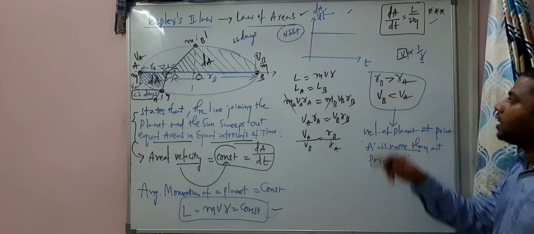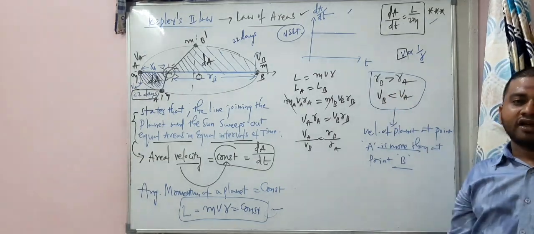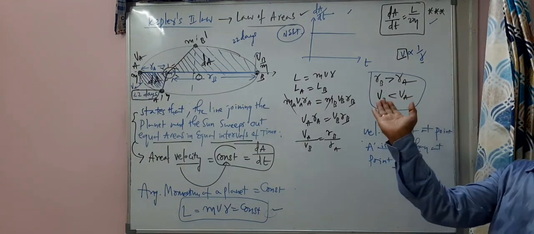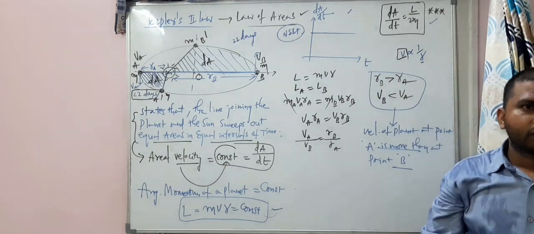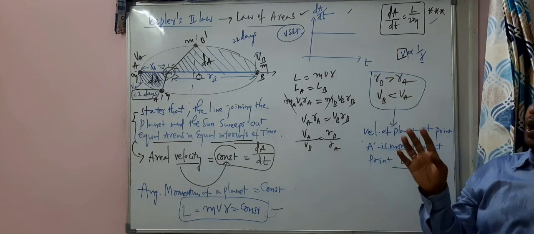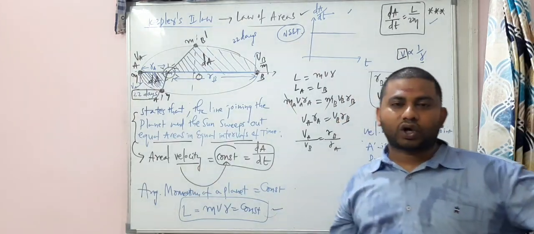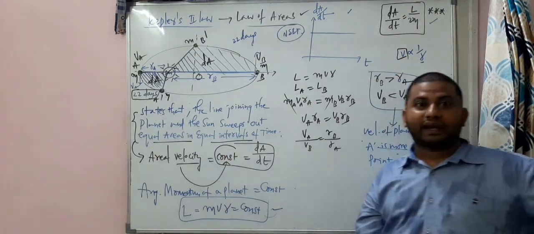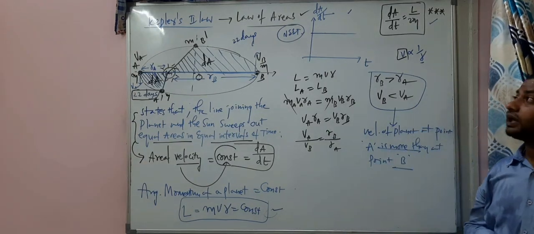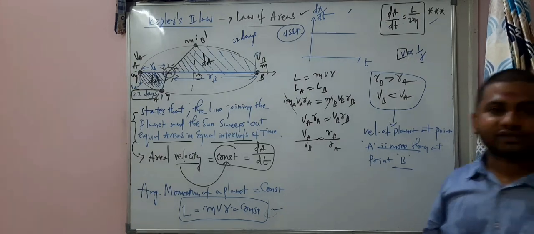So this is what we have got. RB is greater than RA and VB is less than VA. When the planet is coming close to the sun, it revolves faster. When the planet is moving away from the sun, it goes slower. So, whatever may be the situation, the aerial velocity of a planet is constant and angular momentum of a planet is constant. Understand? So, this is about Kepler's second law, which is also called law of areas, my dear students.